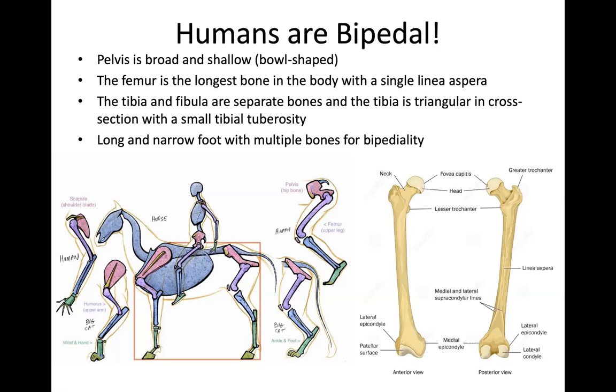Okay. When it comes to our feet, we have a very long and narrow foot, and that's mainly just for weight distribution. We also have, much like our hands, a very large big toe, which helps with balance as well.